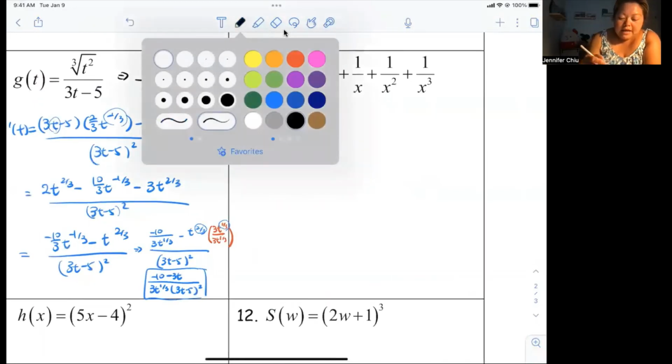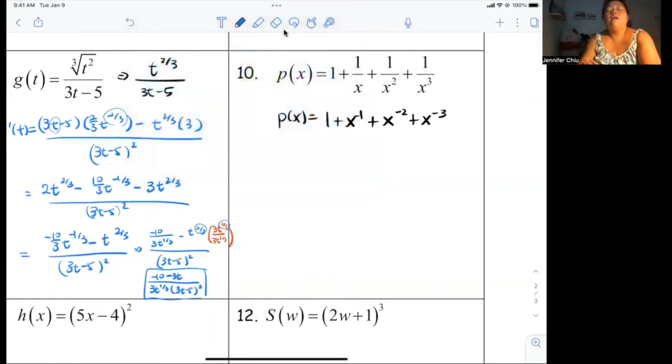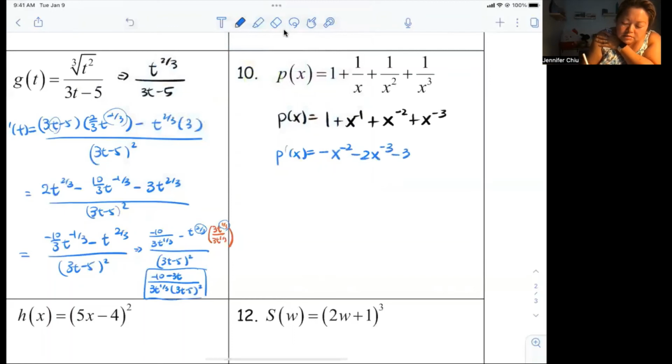Okay, what if my function has fractions like this? What do I do? So first thing you want to do is rewrite this as 1 plus x to the negative 1 power, and x to the negative 2 power, and x to the negative 3 power. Anytime you can rewrite it as a power, a polynomial function, you should, because then it becomes much easier to tackle when you're taking a derivative. Okay, so p prime of x equals, well, the 1 is gone, so drop down to negative 1, so negative x to negative 2 minus 2x to negative 3 minus 3x to negative 4. Now, of course, if you were being asked to do more with this particular derivative, you would rewrite it as negative 1 over x squared minus 2 over x cubed minus 3 over x to the 4th. I'm just going to ask you to take another derivative.